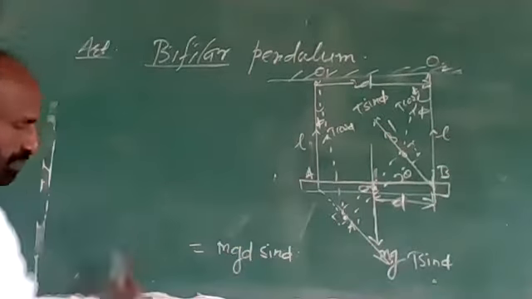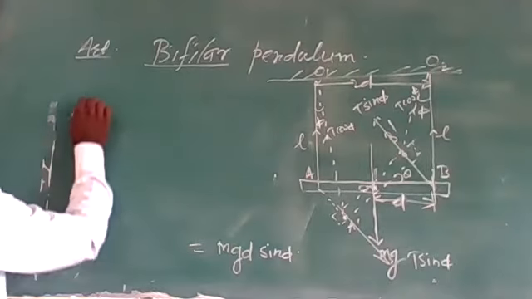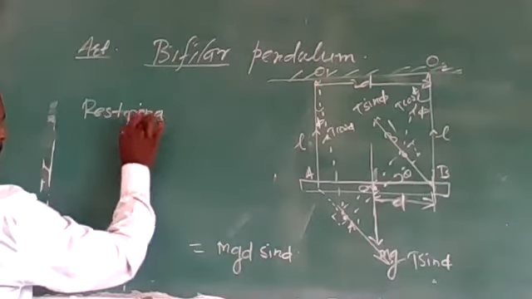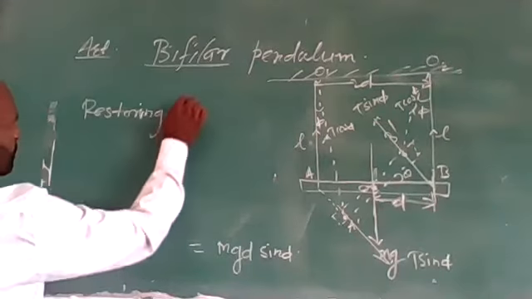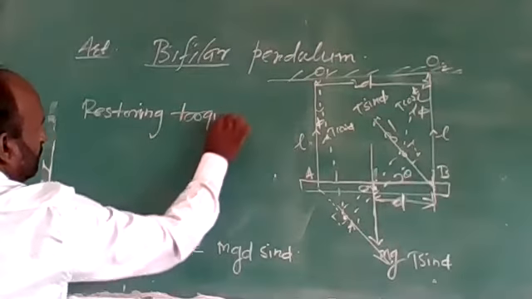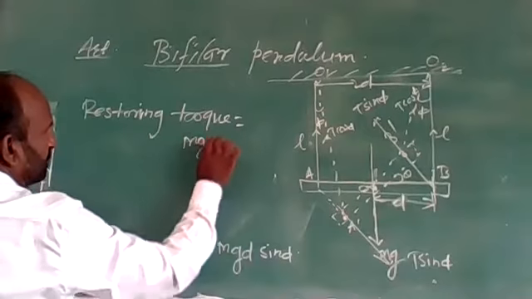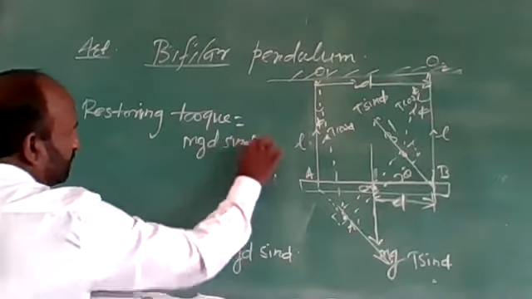So that is a restoring torque. Then this restoring torque is equal to mg d sin phi.